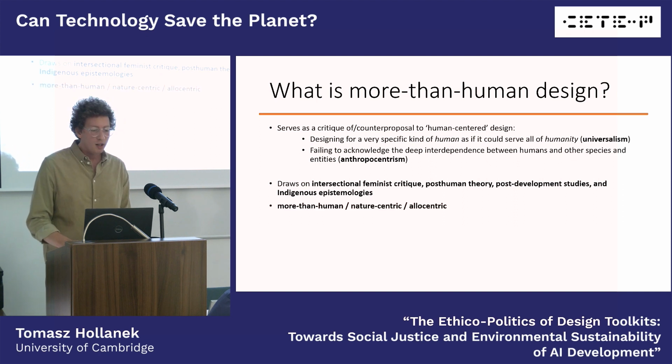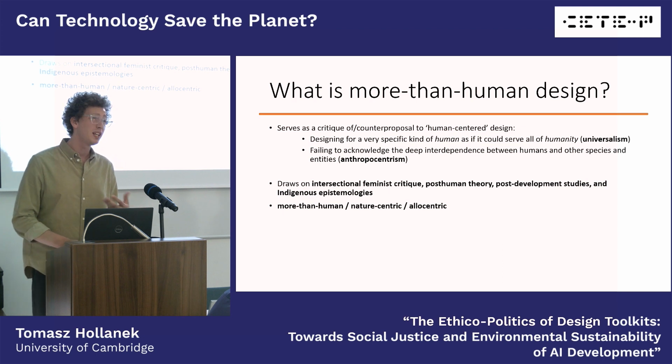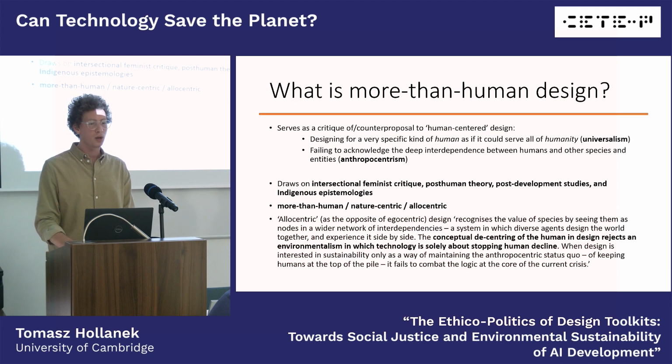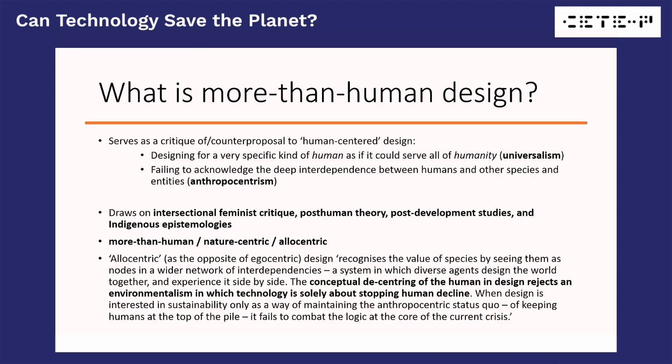There are various terms that we could use for this kind of design. More than human is the most common one, or more than human-centered, but you could argue for nature-centric design, although then we encounter some of the issues that we discussed after Vincent's presentation. Allocentric is the term that I usually use in my work. So that's from an article that I wrote for Aeon a few years ago.